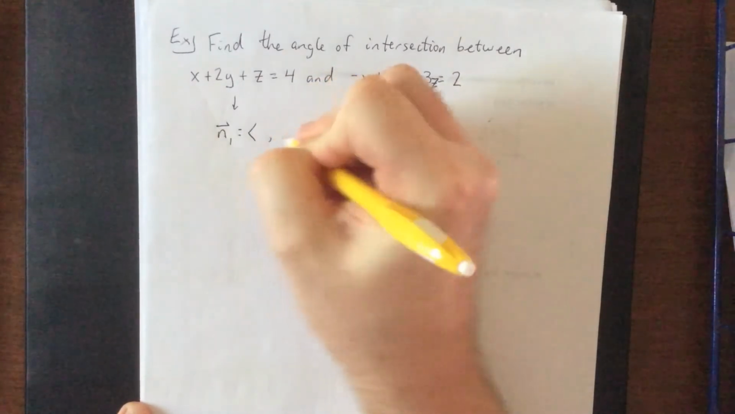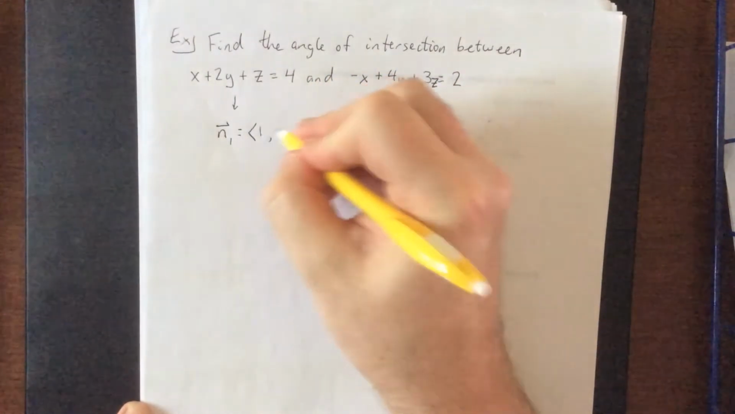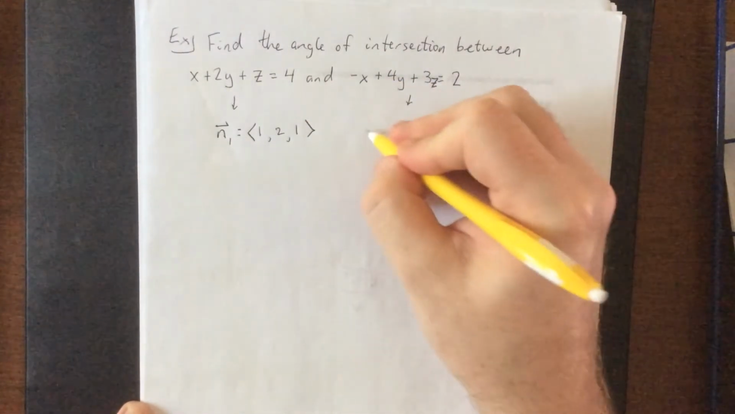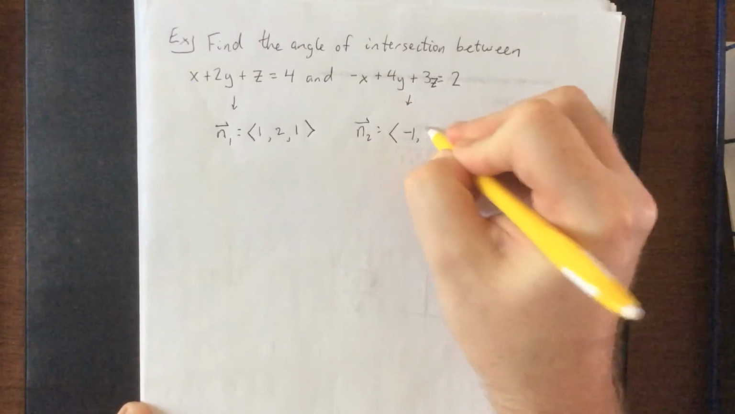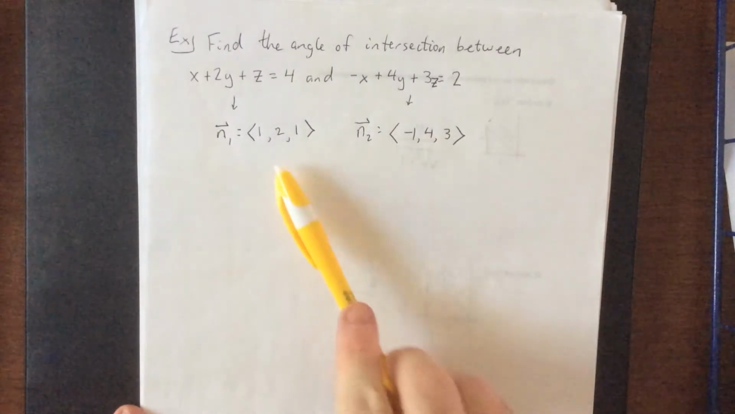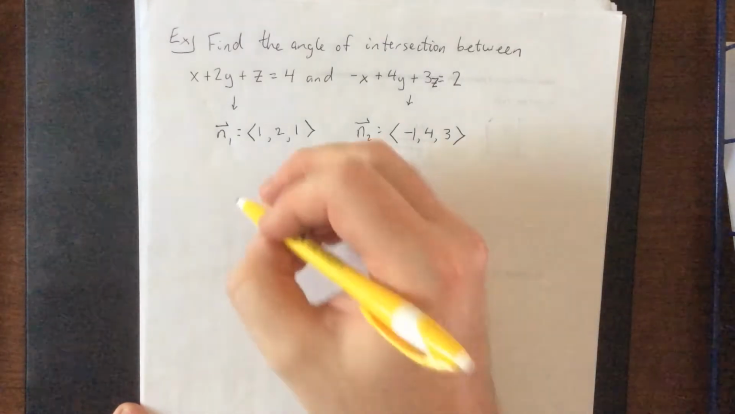Normal vector number 1 we get from the coefficients of x, y, and z respectively. That'll be 1, 2, and 1. For the second plane, we'll call this normal vector number 2. That'll be negative 1, 4, and 3. If we can find the angle between these two normal vectors and then treat appropriately, like we said on the previous page, we'll be okay.